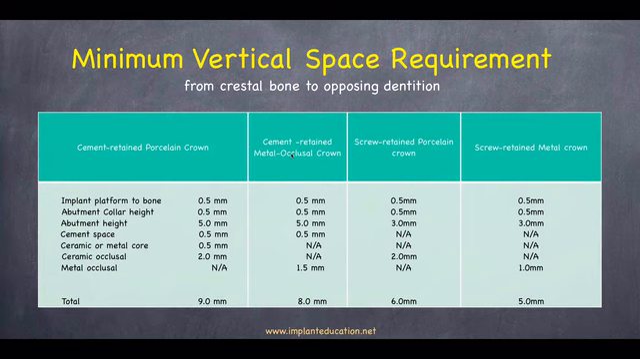All right, so 9 millimeter, and then obviously for the metal occlusal, we do not need the 2 millimeter of ceramic occlusal. 1.5 millimeter would do, and there is no need also for the thickness for the ceramic or the metal core, and thus we have 1 millimeter less.